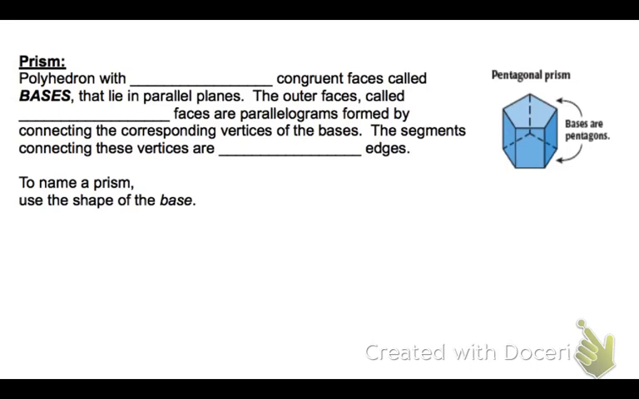We also have a prism. A prism is a polyhedron with parallel congruent faces called bases that lie in parallel planes. The outer faces are called lateral faces, which are polygons formed by connecting the corresponding vertices of the bases. The segments connecting these vertices are lateral edges.